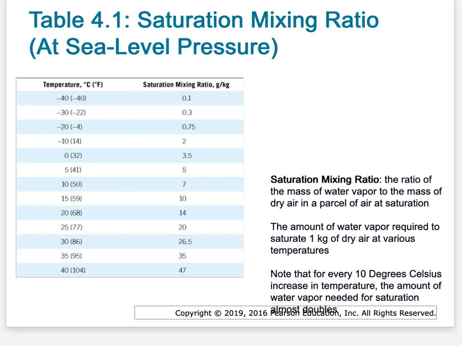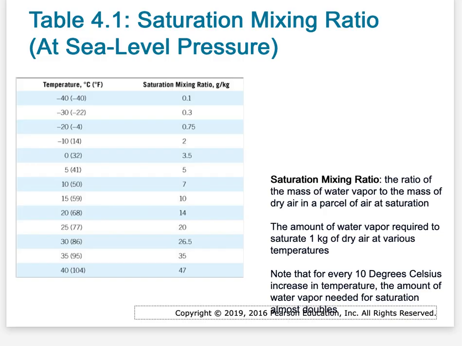And then this graph is showing us the same pattern. As temperature increases to 104 degrees Fahrenheit or 40 degrees Celsius, the maximum amount of water vapor the air can hold is 47 grams. And here we see the term saturation mixing ratio, represented on that graph by the blue line. The saturation mixing ratio is the ratio of the mass of water vapor to the mass of dry air in a parcel of air at saturation.